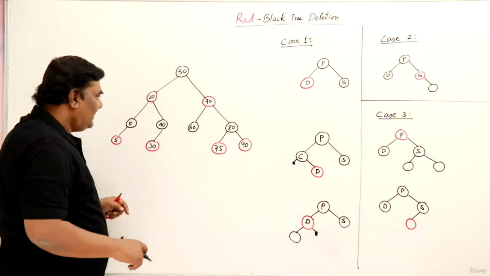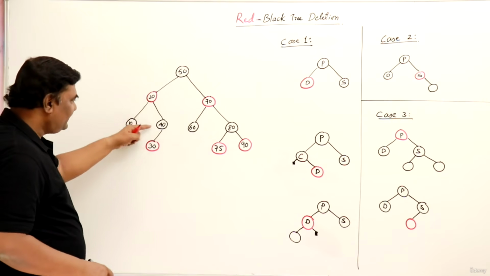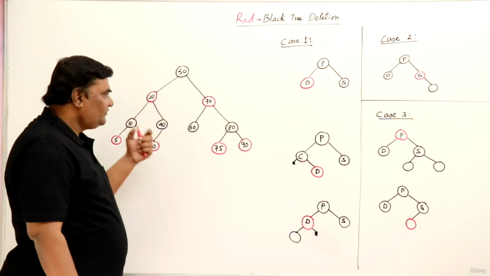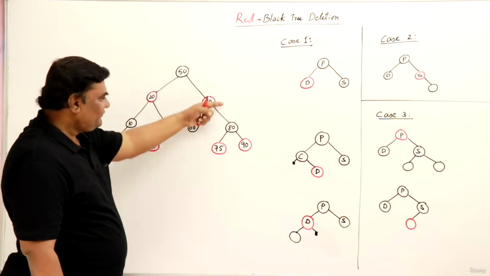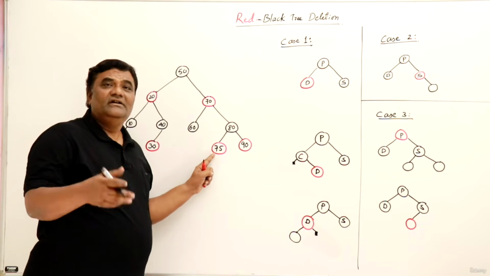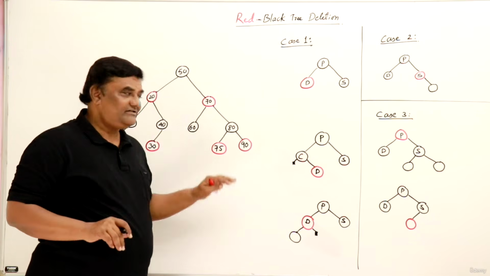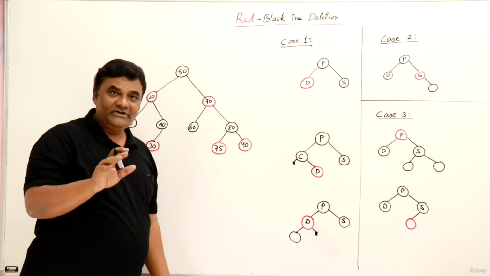Let us see. I want to delete 30. Search for 30. 30 is found. 30 is red. Delete it. I want to delete 75. Search for 75. 75 is found. Delete it. Don't do anything. You don't have to do any changes in the red black tree. Just delete that node. Now one more example.